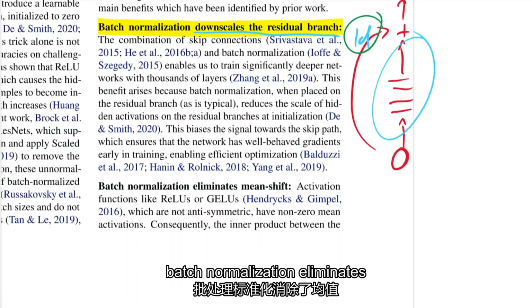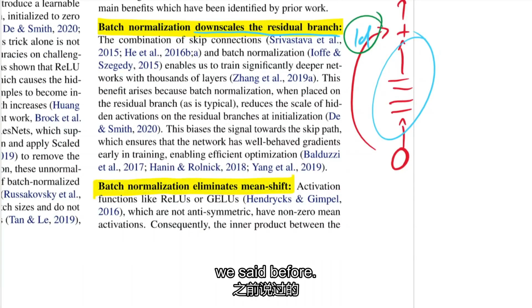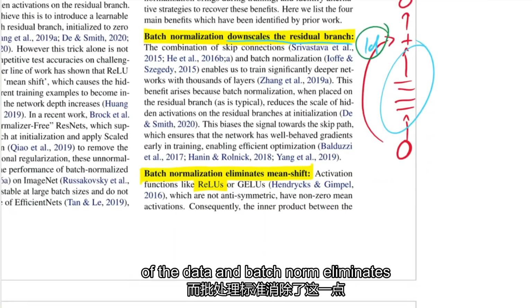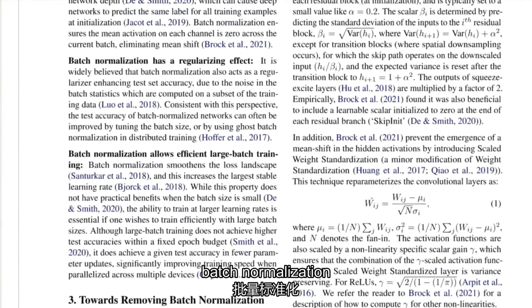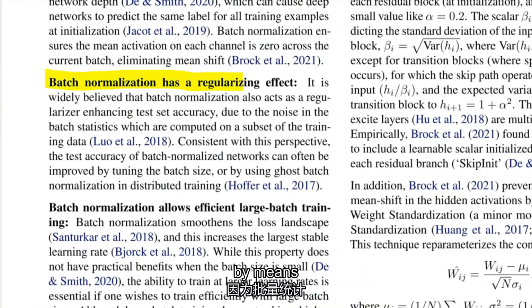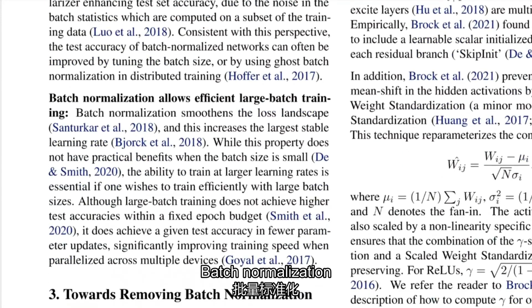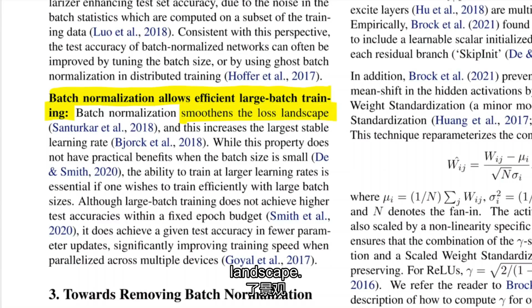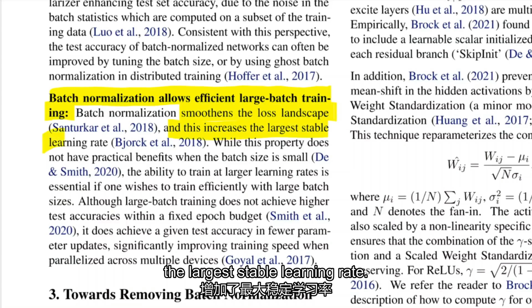Second, batch normalization eliminates mean shift, and that's the thing we said before, that, for example, if you have ReLUs or something like this, they only retain the positive part of the signal, which leads down the network to quite a shift in the mean of the data, and batch norm eliminates that. Third, batch normalization has a regularizing effect by means of the batch statistics being noisy, which we said is a problem for inference, yes, but it also has a regularizing effect during training. And lastly, batch normalization allows efficient large batch training. So it smoothens the loss landscape, and this increases the largest stable learning rate.